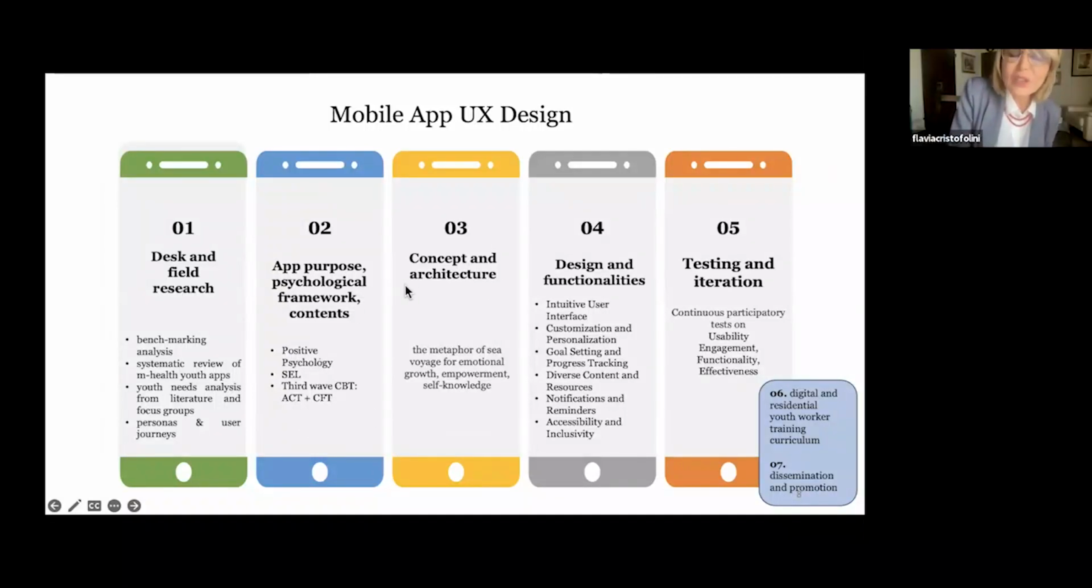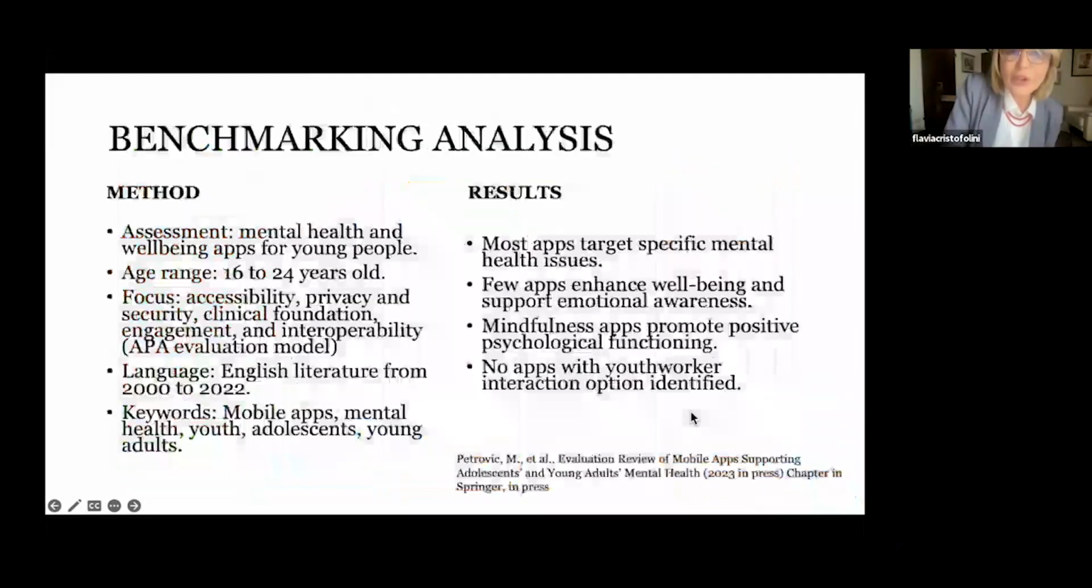And then we concentrated on the concept and the metaphorical architecture. And then we considered design, functionalities, and the testing and iteration. For example, next week we are organizing the usability tests. And in September, we'll have the first psychological effectiveness test. And then, of course, we will have research, dissemination, and promotion activities and events.